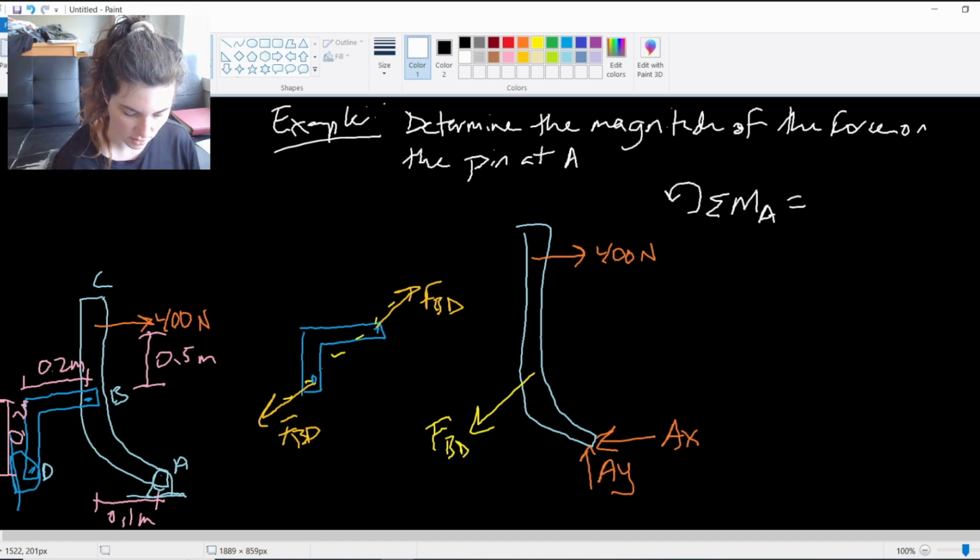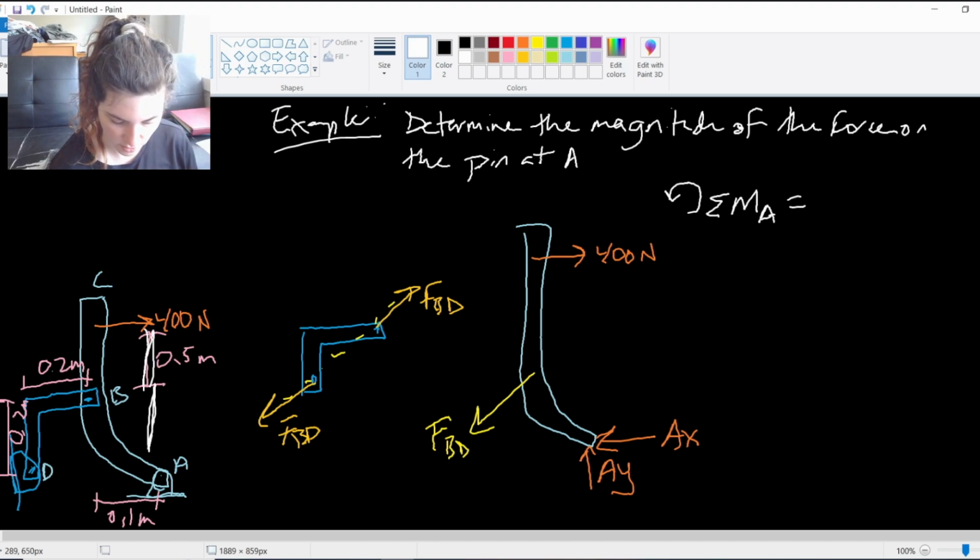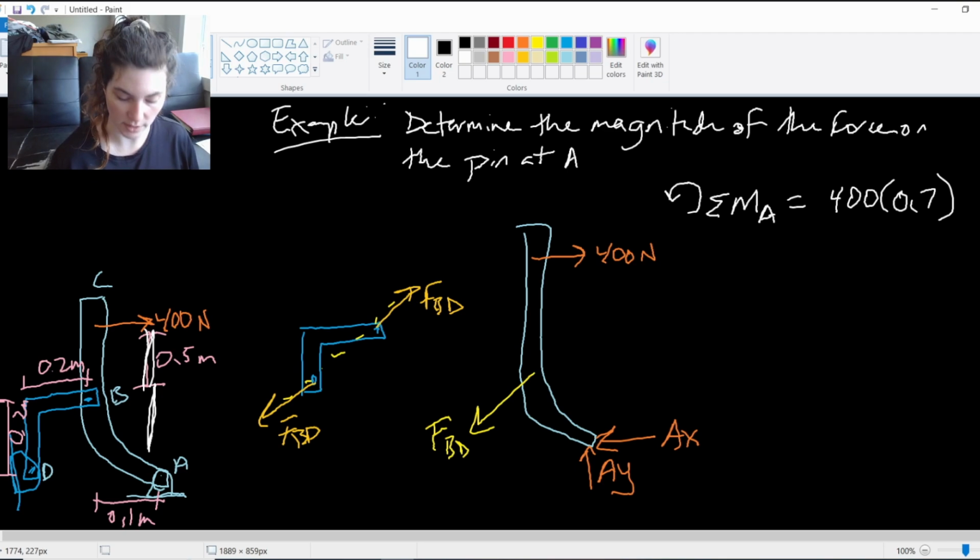So I have this 400 Newton force, and it is acting at 0.5 meters plus 0.2 meters from A, so 400 times 0.7 meters. And notice that's actually going clockwise, so this is negative.